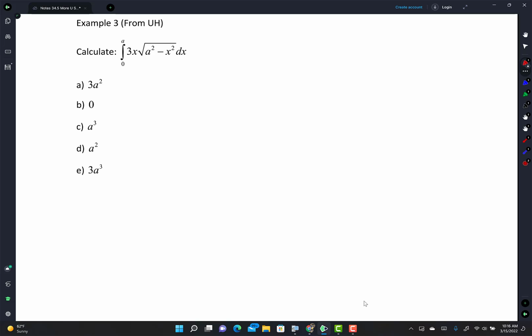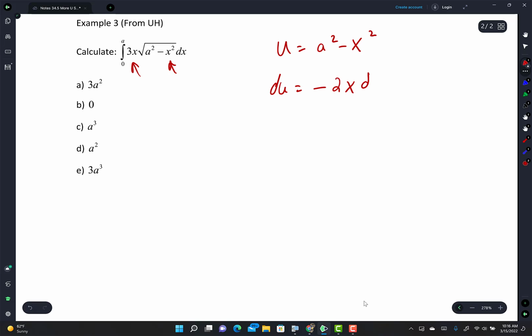So the way it looks right now, you can't solve it. But notice, I have a polynomial on the inside, a squared minus x squared, and the derivative of x squared is 2x, and I have a single x on the outside. So you're going to set u equal to a squared minus x squared, and a is a constant. Remember that, guys. So du is equal to negative 2x, and then put the dx next to it. Cool or not cool?